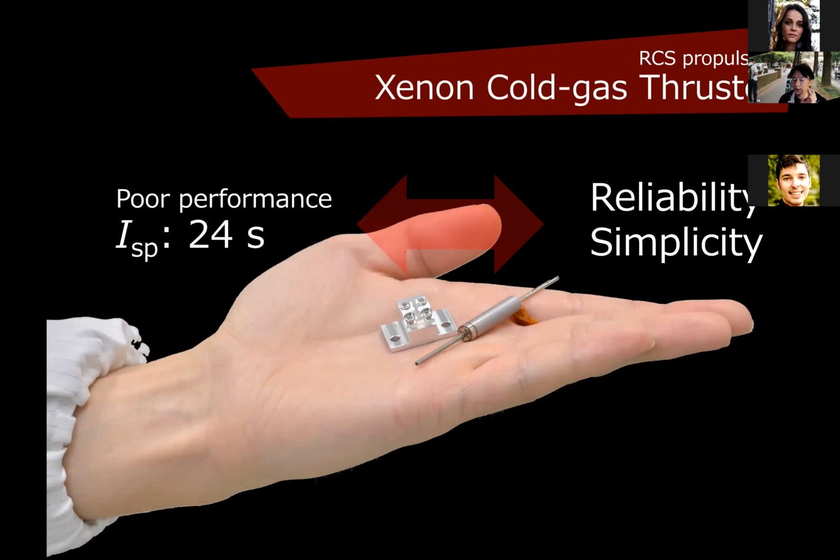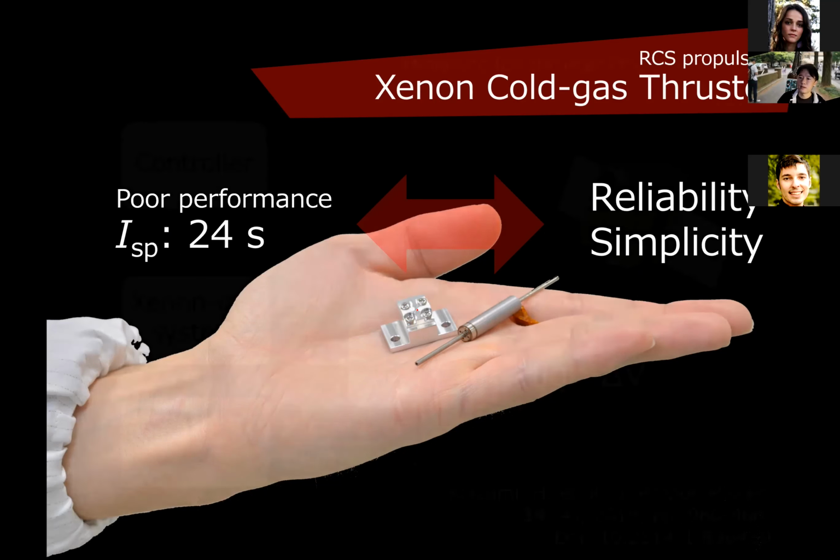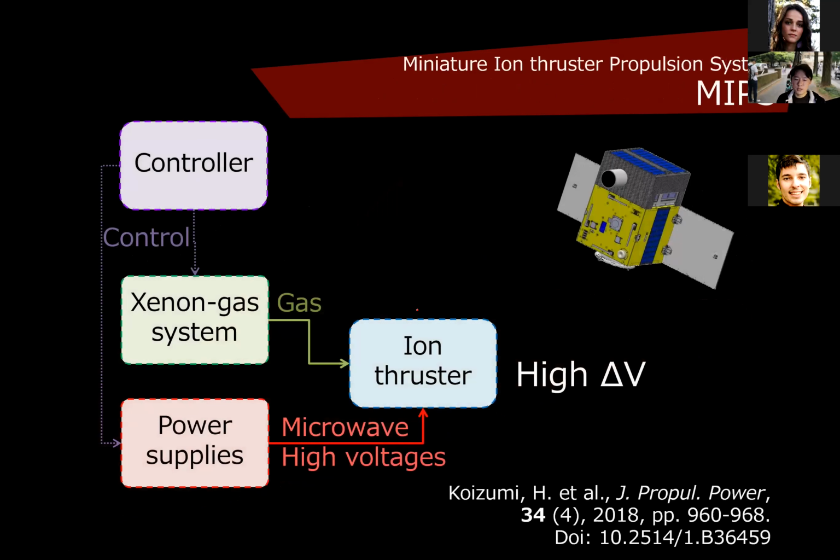Cold gas thruster has very poor performance. Actually, ISP is 24 seconds, maybe the poorest performance of any type of propulsion system. However, due to its simplicity, it has very high reliability. You see, this cylinder is a valve, and this is a thruster. Here, I cannot identify it, but there is a very small nozzle. And the good point of this cold gas thruster usage is gas sharing.